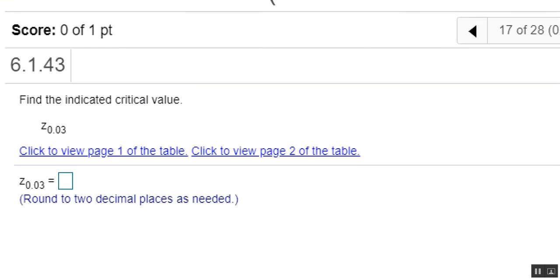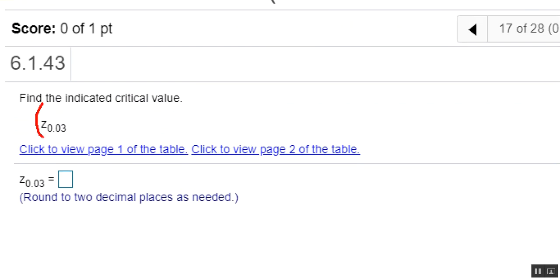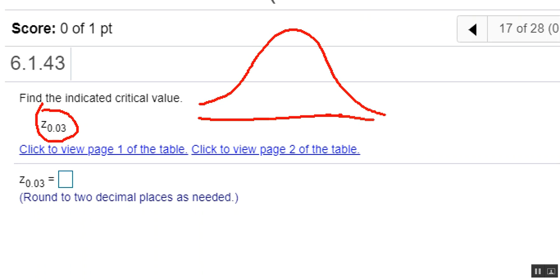To solve this problem, we need to understand what this notation really means. When you see the z, I know we are talking about a standard normal distribution. The subscript 0.03 means the area to the right of the z value we are looking for. So this area is actually 0.03, and we want to find this z value.